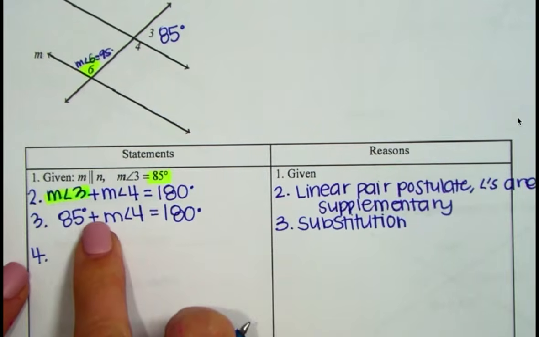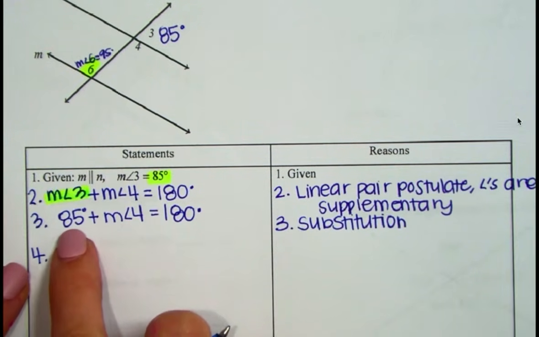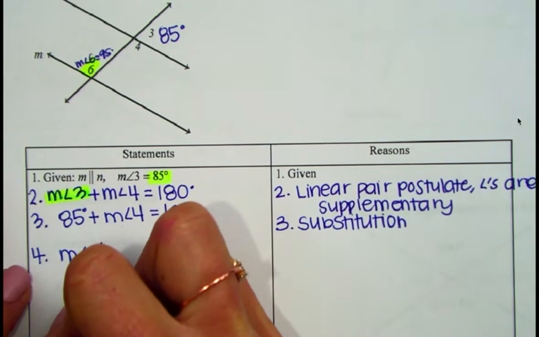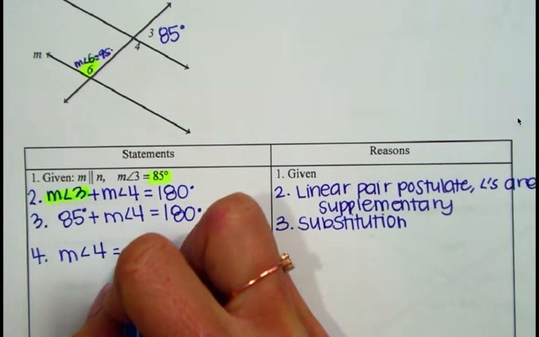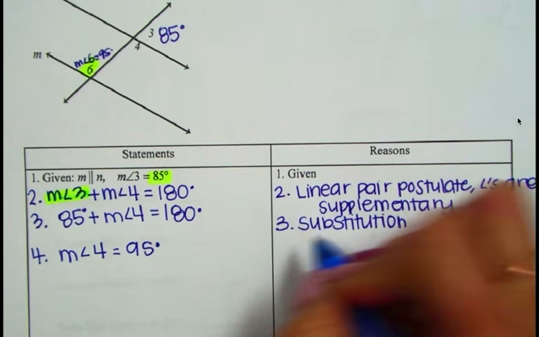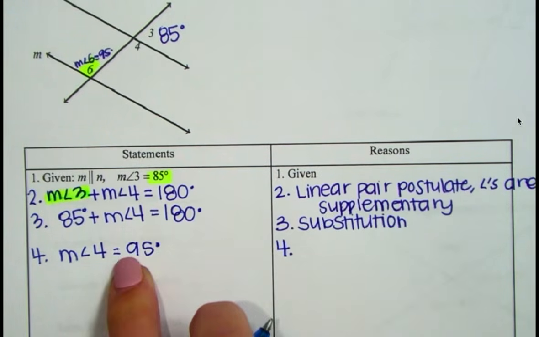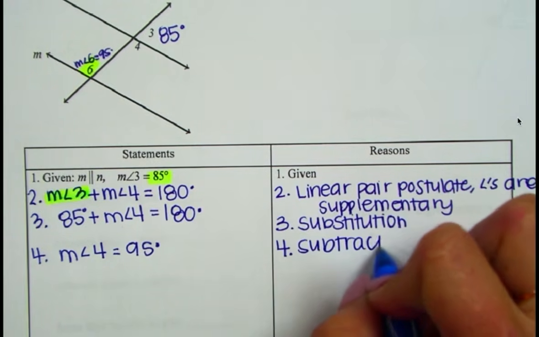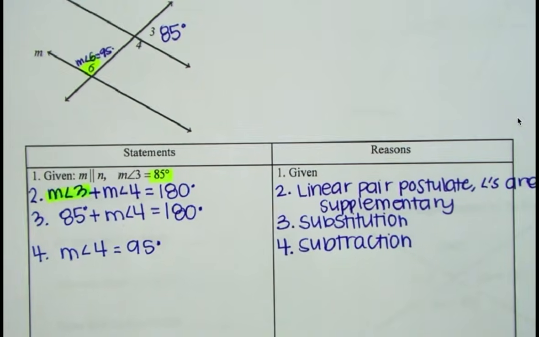From here, if I wanted to solve for angle 4, I would subtract 85 from both sides, and I would get that the measure of angle 4 is 95 degrees. And how I got that step from step 3 is our subtraction property of equality. We can just write subtraction.